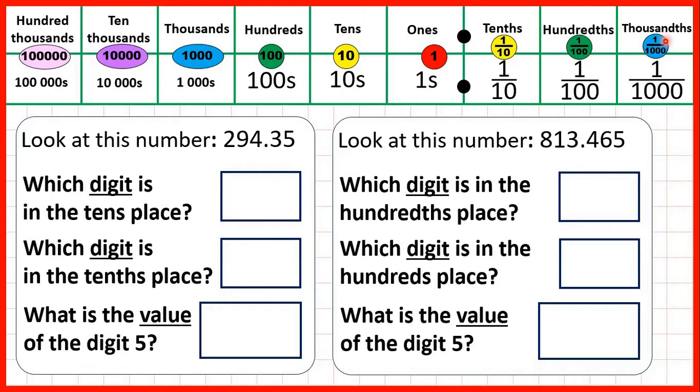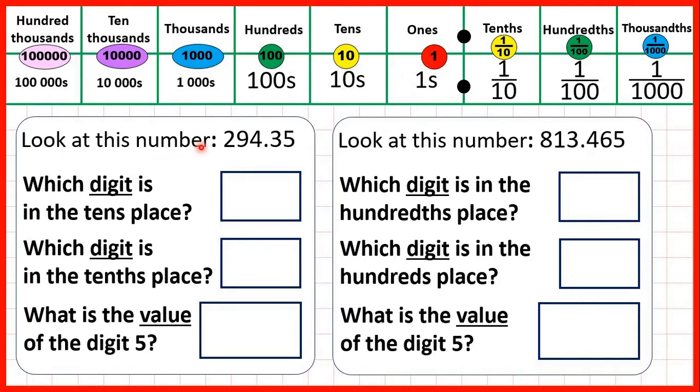And it also works going the other way. So if we have 10 hundredths, so 10 of these green counters, we have 1/10, and if we have 10 tenths, we have 1/1, or 1 whole.